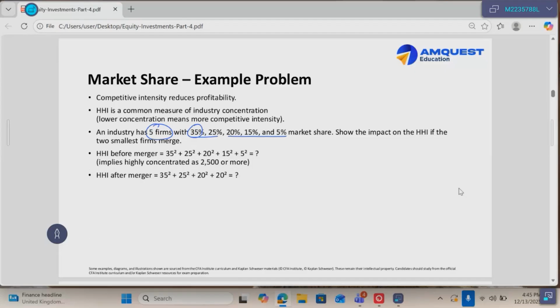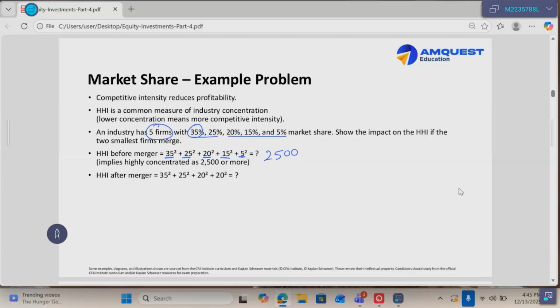So what we do is we take the market share and square it. So we have 35 squared, we will add 25 squared, 20 squared, 15 squared, and 5 squared. If we do a total of this, it comes to around 2,500. 2,500 means we have fewer players in the market and this is less competitive. It is also very difficult to enter into this particular business, as a lot of setup costs and regulations are involved.